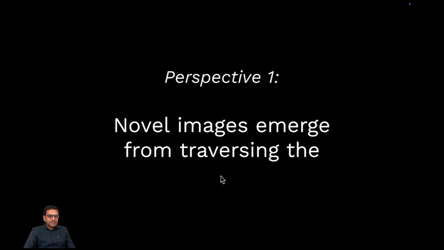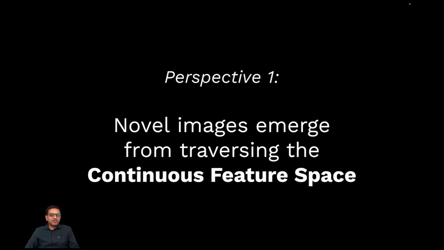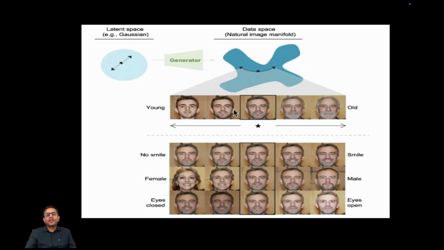These novel images are actually emerging from traversing the continuous feature space that we just saw. This is one of the perspectives to view. Let's see it in more detail, a little bit more graphically. So this is the latent space. This is the decoder, which is in a way generating the image space things. So when we move in one particular way in the latent space, what it could be doing is effectively, post decoder, the images would be showing a spectrum from young to old.